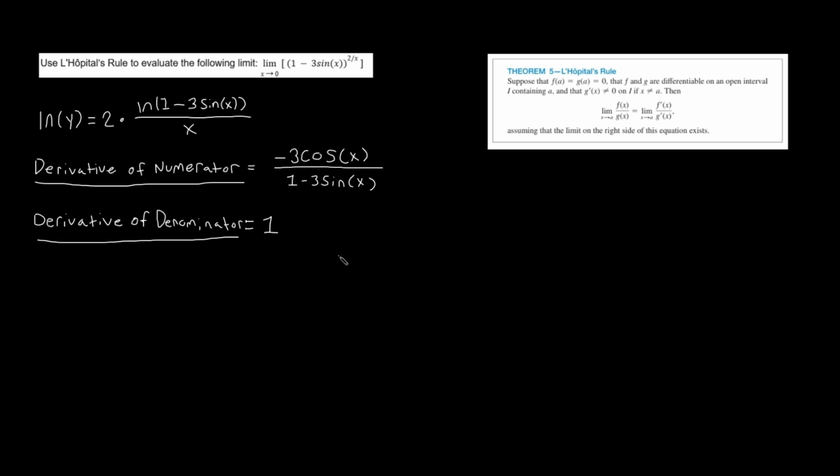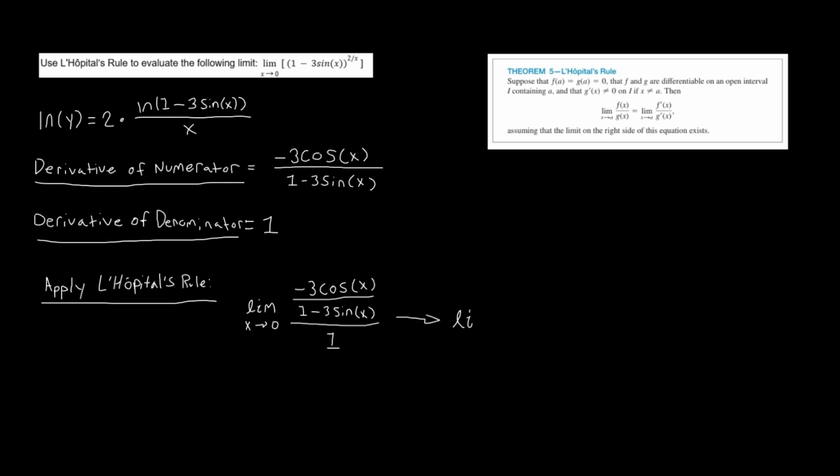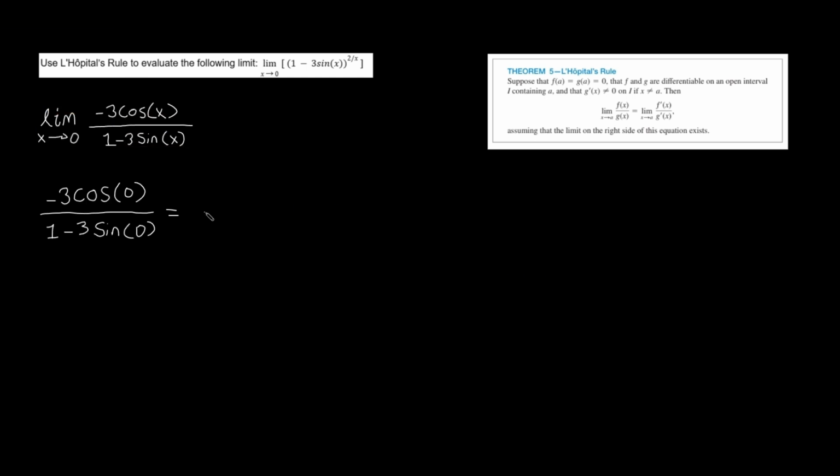What we'll do now is apply L'Hopital's rule. What we have is the limit as x approaches 0 of negative 3 cosine of x over 1 minus 3 sine of x. What we'll do now is evaluate the limit at 0. We have evaluated it at 0 and we have a result of negative 3.